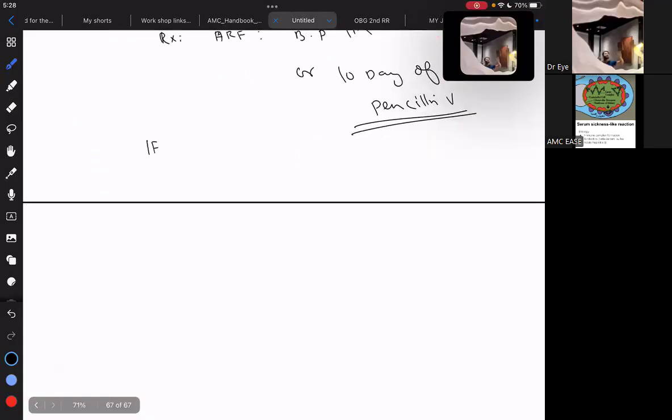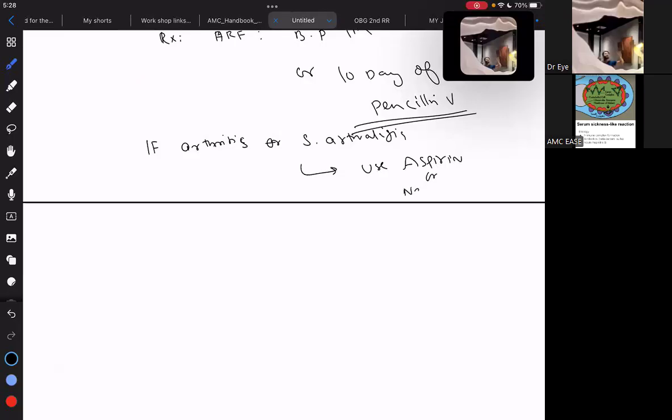If the patient has arthritis, or it's a severe case of arthralgia with acute rheumatic fever, we can use aspirin or naproxen.